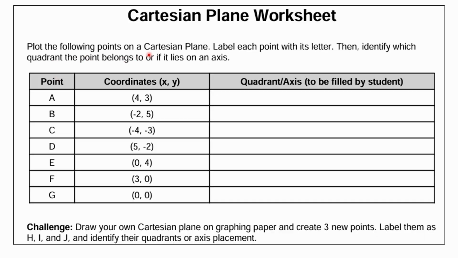Plot the following points on Cartesian plane. Label each point with its letter, then identify which quadrant the point belongs to or if it lies on an axis. Today, we'll learn the parts of the Cartesian plane and how to plot points.